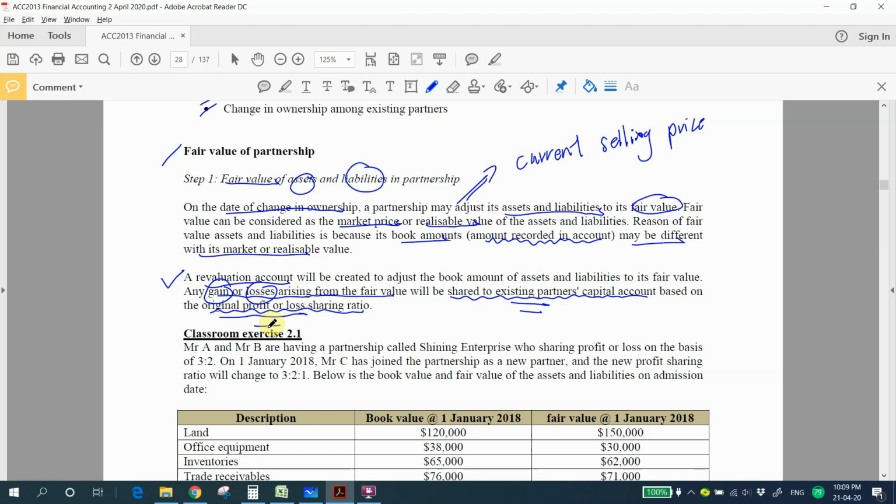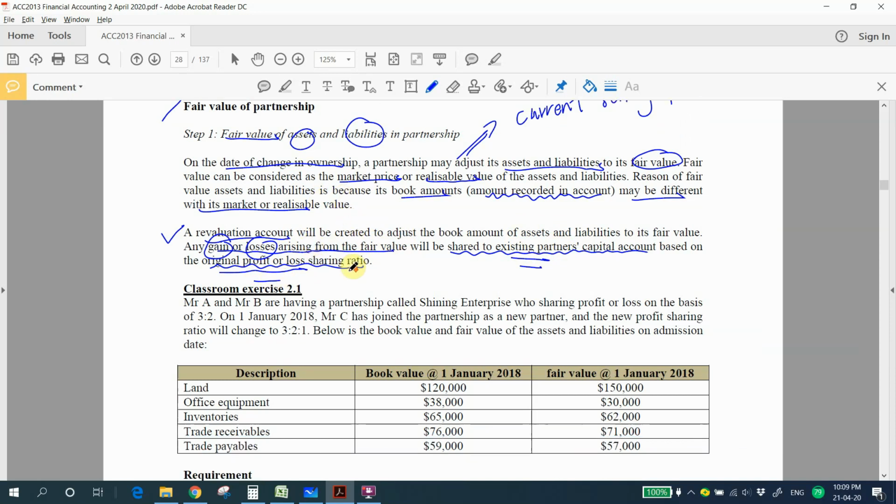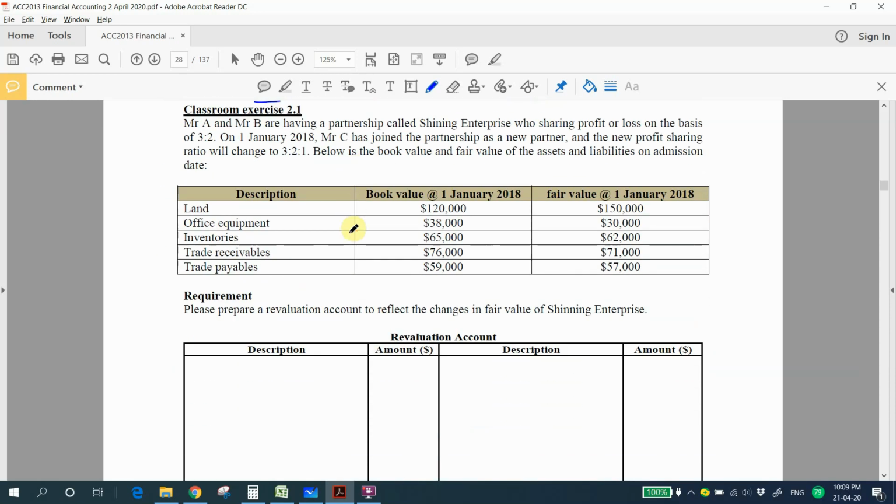We can use one example to understand the concept of revaluation. Classroom exercise 2.1. Mr. A and B are having a partnership called Shining Enterprise, sharing profit or loss on the basis of 3 to 2. So 3 to 2 means A gets 3 portions and B gets 2 portions. On 1st January 2018, Mr. C joined the partnership as a new partner, and the new profit sharing ratio will change to 3 to 2 to 1. So Mr. A is still getting 3, B is 2, and C gets 1 portion.